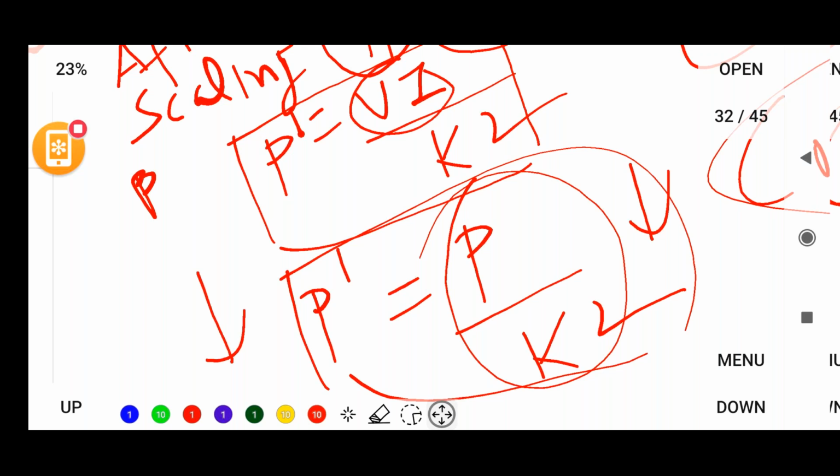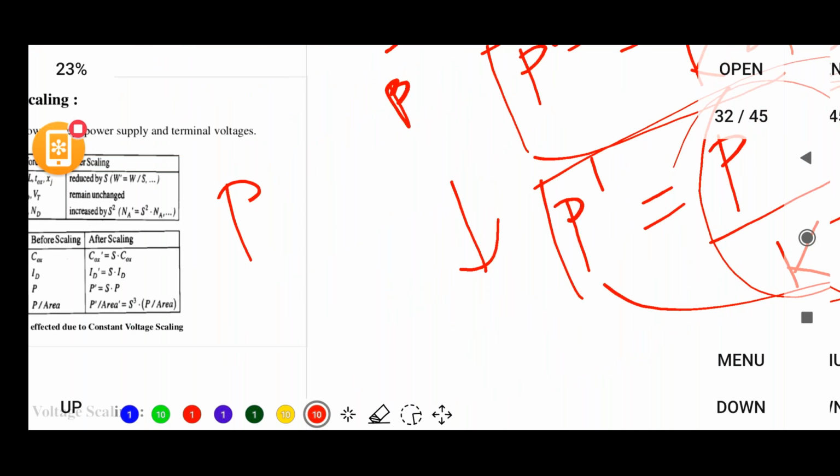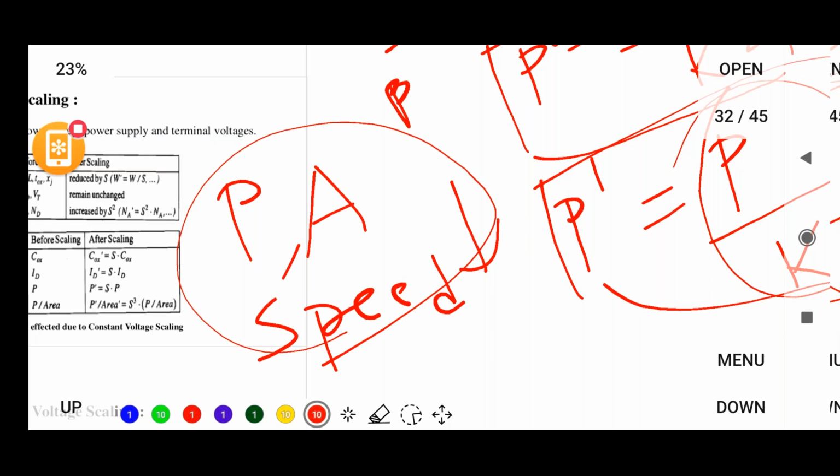Because in VLSI there are some parameters: one is power, another is area, and also speed. These are the three important parameters we have to observe very carefully in terms of circuit design. If you design a circuit, your power and your area must be less, and your speed must be high. Here two parameters are fairly good in the scaling technique.